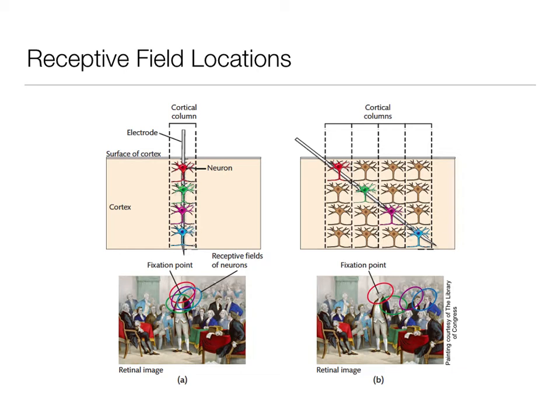So you see that the red neuron and the red receptive field match up, and the green neuron and the green receptive field match up, and the purple neuron and the purple receptive field match up, and the blue and the blue. And you see that you have that same progression. So you see that green is to the right of red, and purple is to the right of green, and blue is to the right of purple. So again, we really have this map in the cortex of the retina and subsequently the visual field.